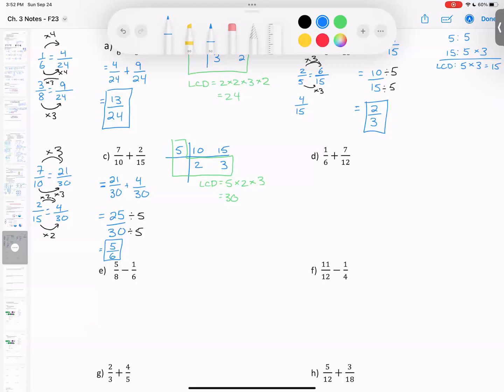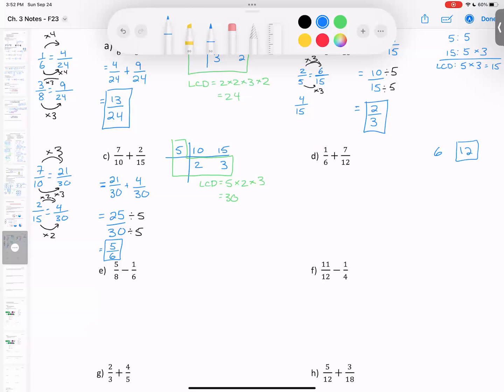All right, let's do some more adding and subtracting of unlike fractions. So this next example here, I've got a 6 and a 12. And remember I said if one is a multiple of the other, here the 12 is a multiple of 6, that means your LCD is going to be the 12. You could also figure it out using either of the methods we've learned.